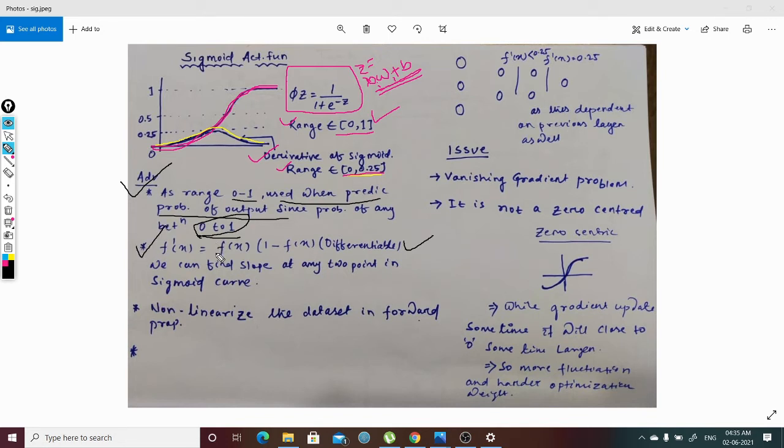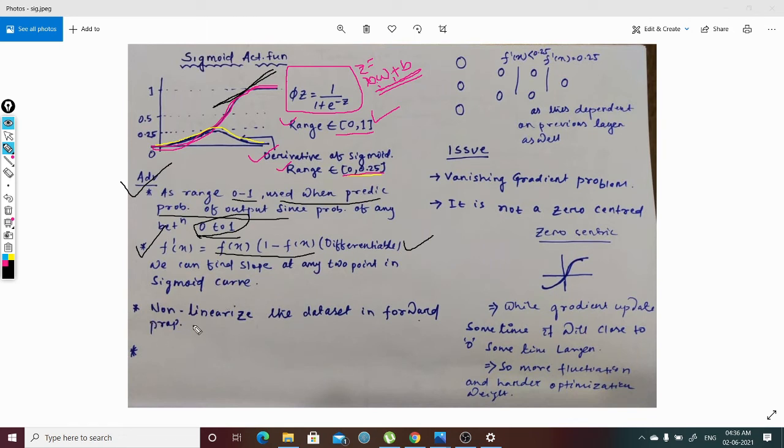So this is nothing but the derivative of the sigmoid function. Yes, it is differentiable, so we can find the slope at any two points. What it means is we can get the tangent. The tangent is nothing but the slope, right? So we can draw any tangent and get the derivative of that particular function. Yes, this is one advantage.